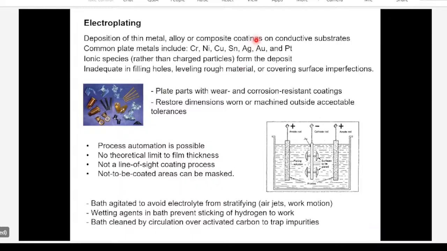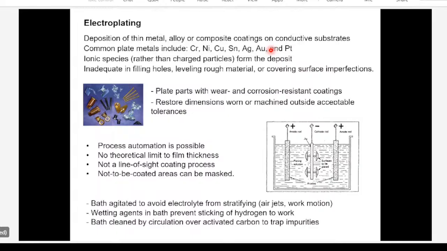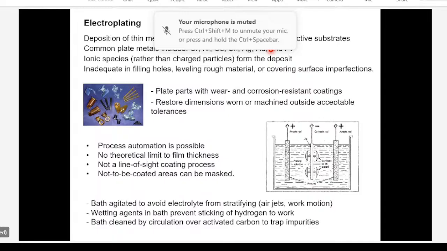You can even deposit composite coatings, which means you can co-deposit diamond powders with a metal or very fine carbide nano powders with a metal by electroplating. But it has to be a conductive substrate on which you deposit the metal. The commonly plated metals are chrome, nickel, and many others. Practically any metal can be deposited because most metals are good conductors of electricity, so electroplating can be done.